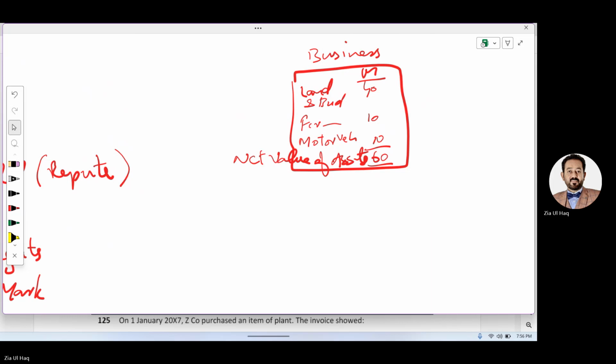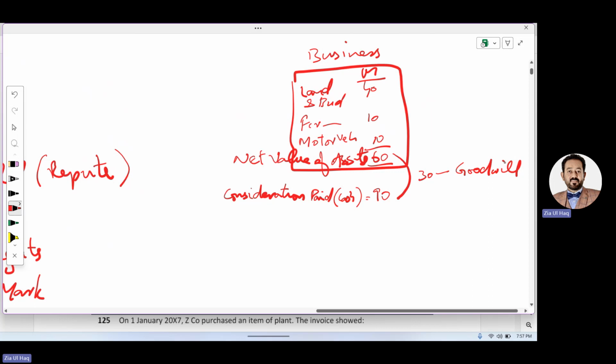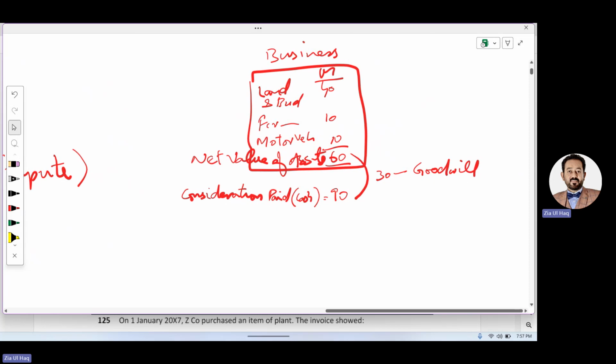He said, okay, I will pay you 90 million for this business. What is this 90 million? This will be called consideration paid. In cash, he will pay me 90,000. What is the net value of assets? That is 60,000. The extra he is paying, what? 30 million. That will be called reputation of the company, due to repute of the business, due to profitability of the business, due to good position of the business.